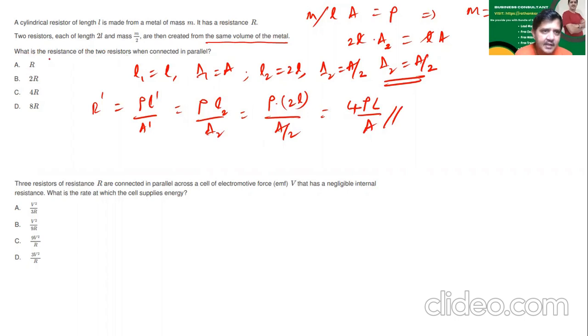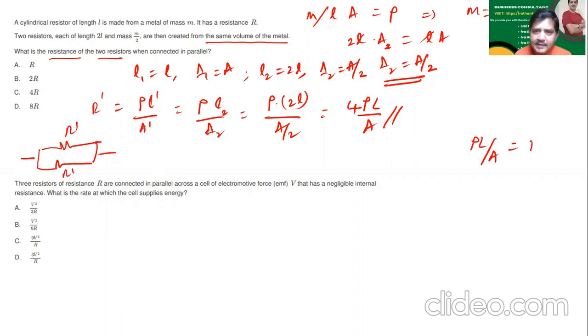Now what is he asking here? Resistance of two resistors connected in parallel, which means this is your R dash, this is your new R dash. Connect both of them together and then find out what is the resultant resistance. Now if it was just rho L by A, the resistance was R. Since here it is 4 rho L by A, the resistance should be 4R.